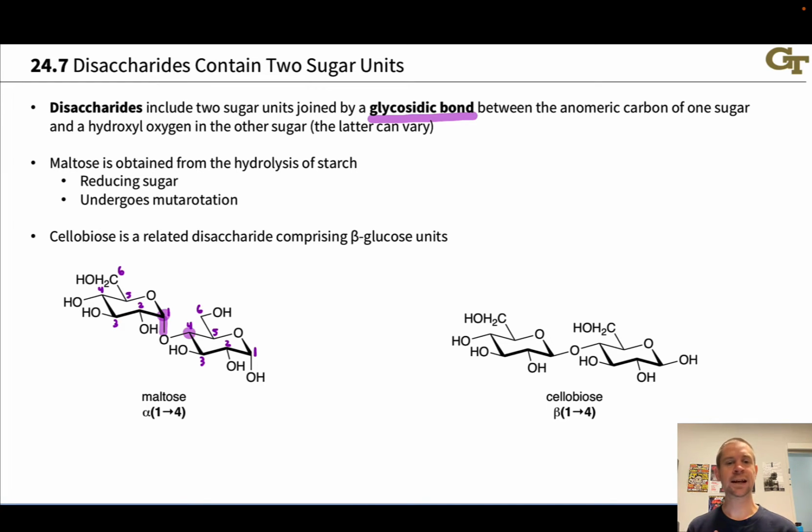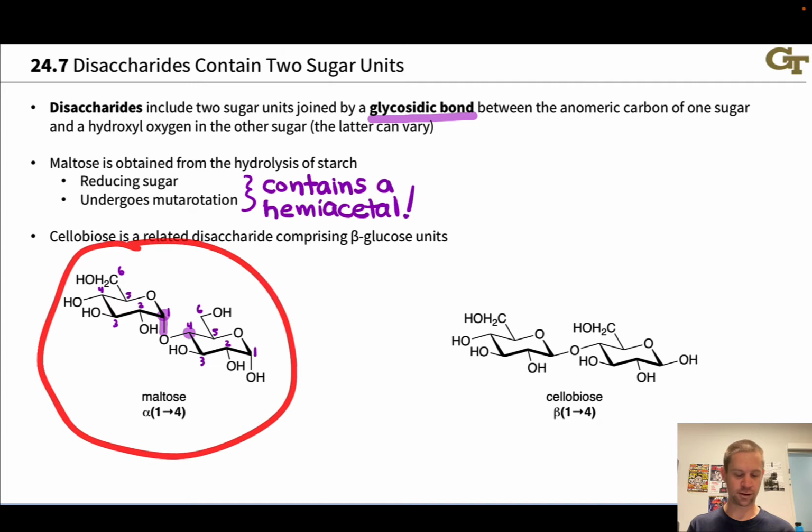And the first here is maltose. Maltose is obtained from the hydrolysis of starch, and it's a disaccharide containing two glucose units. Maltose is a reducing sugar, and it undergoes mutarotation. And both of these are due to the fact that maltose has a hemiacetal within its structure. Pause the video and see if you can spot the hemiacetal in this structure of maltose.